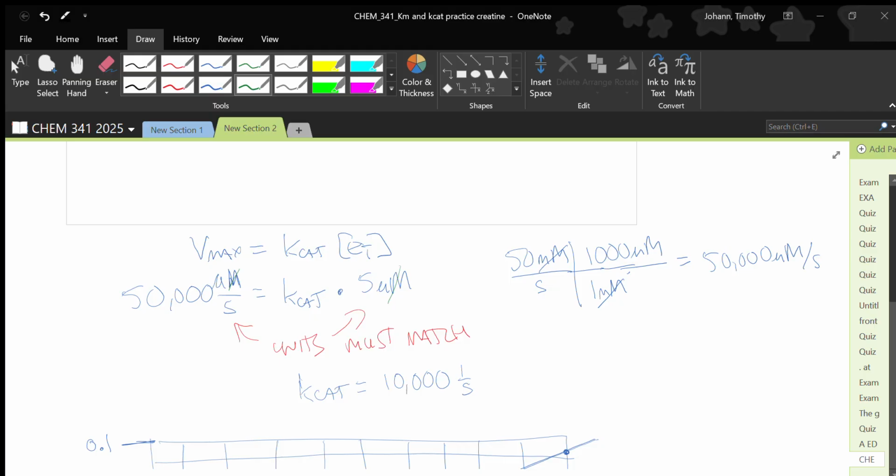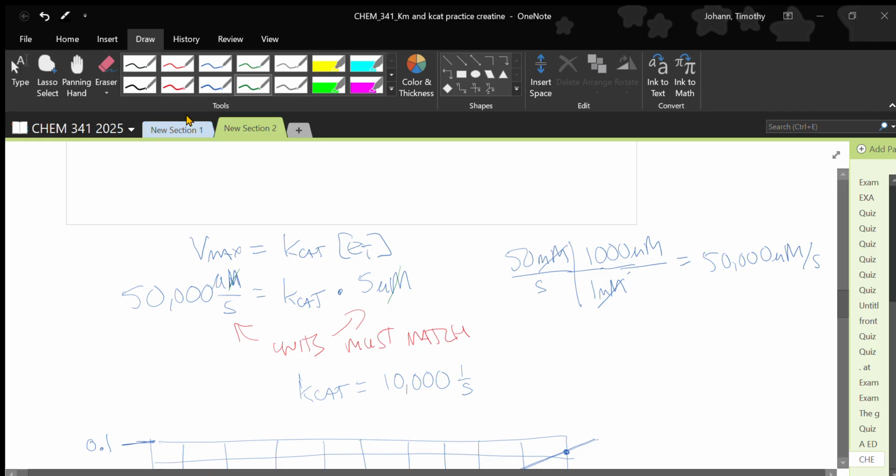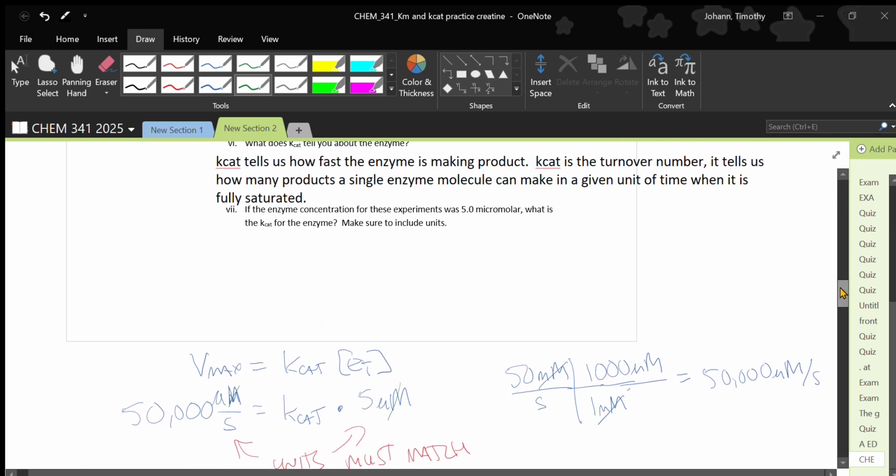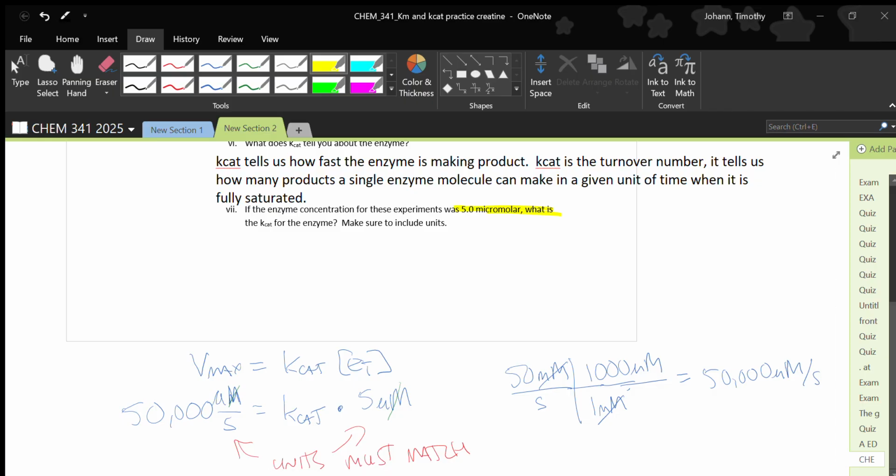Questions? Yes? When you plug in the 5 micromolar, can you plug in any number, or where did we get that from? We got that from the worksheet. So if we look up here, right here, I told you what that concentration was of the enzyme. Okay, so you could plug in any number? You can put any number if that's what it was for the problem, yes. It doesn't have to be 5 micromolar. And you could adjust both of them to whatever concentration you want as long as they match.